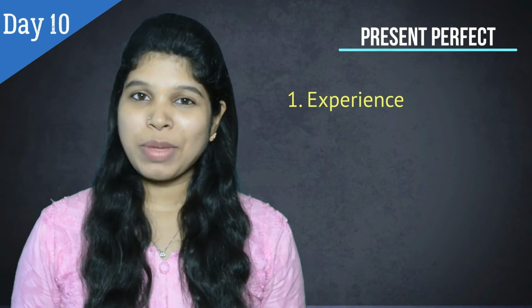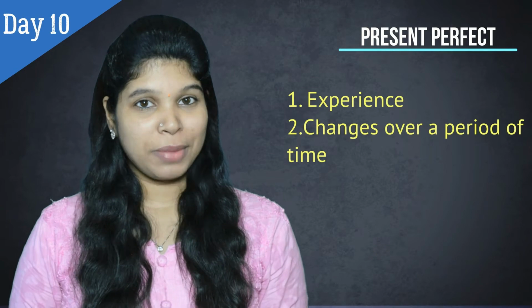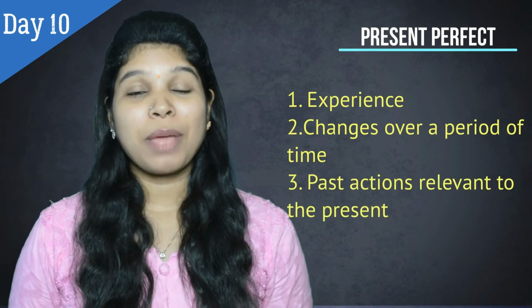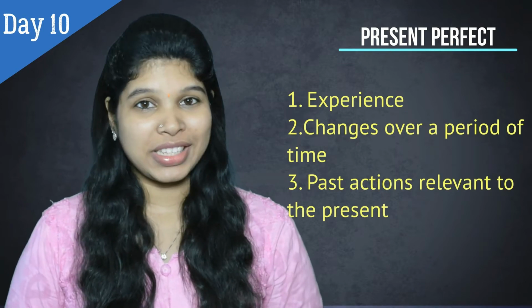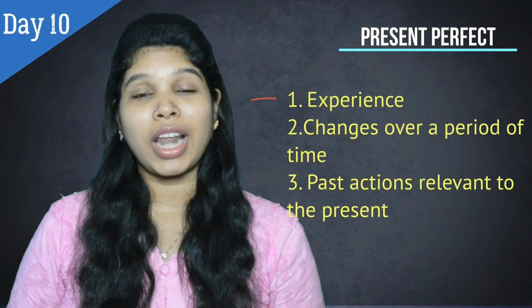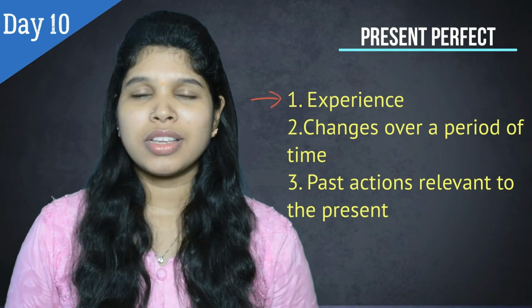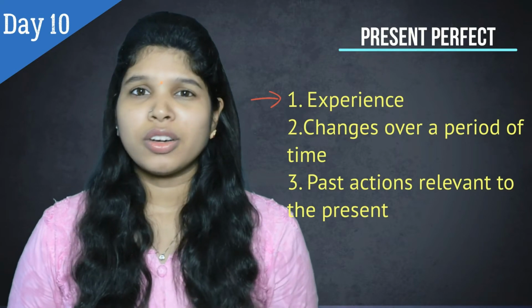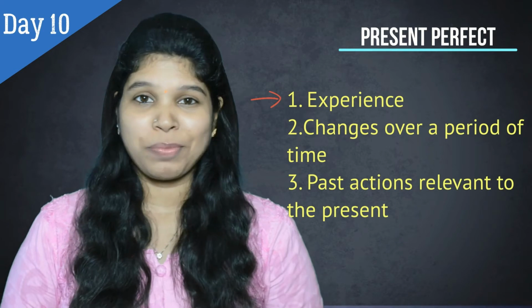We use present perfect tense in three categories of situations. 1. To describe an experience. 2. To describe changes over a period of time. And 3. To describe an action that started in the past but is important in the present. So let's start with first category, where we have to describe life experiences in the past. When I say experience, it's usually about career or study or travel or any other such good or bad moments.